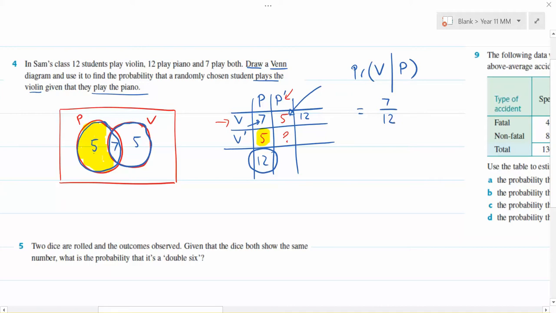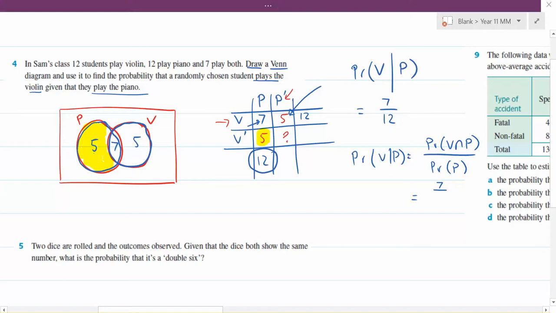But let's say you couldn't see that and you wanted to use a formula, then alternatively you could use the formula: V given P is equal to the probability of V and P occurring, so playing violin and playing piano, divided by the probability of playing piano. But you quickly pick up the issue here: you can't find the probability of V and P because you only know it's 7 out of, and you don't know what the total is. You can call that X if you want.